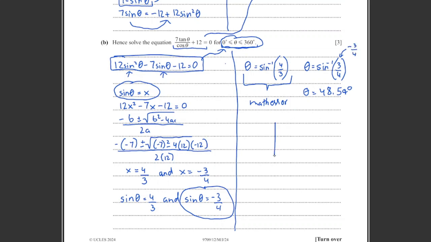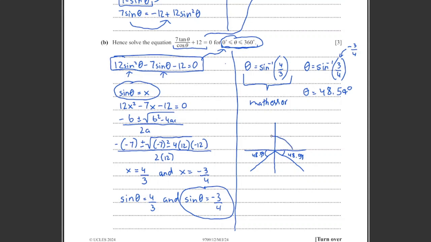And so since this value was negative, it was basically negative 3 by 4, what we know is that sine is going to be in the negative quadrants. So that means we're going to have this quadrant right over here and this quadrant right over here. So this right here is 48.59, and then this guy right here is 48.59.